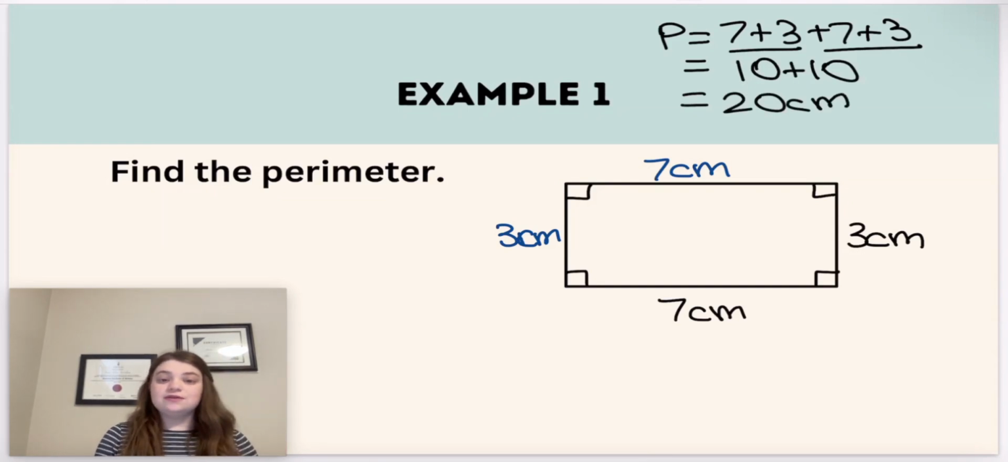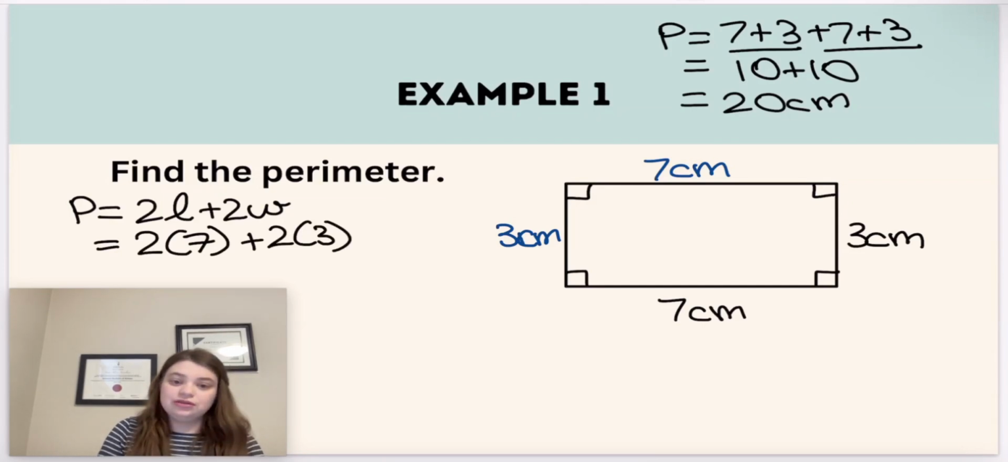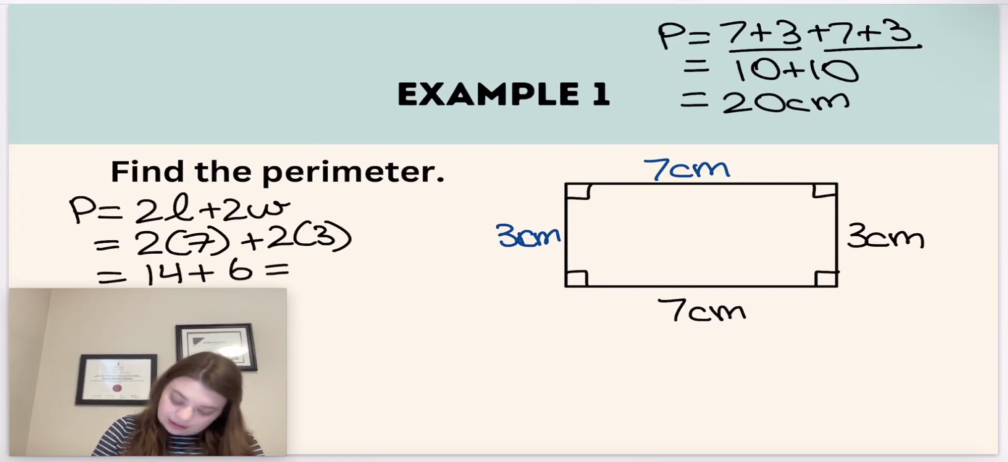Now, let's say we use the official equation, which is that the perimeter of a rectangle is 2 lengths plus 2 width. Well, in that case, we're going to have 2 times 7, since 7 is our length, plus 2 times 3, since 3 is our width. 2 times 7 is 14, plus 2 times 3 is 6, and 14 plus 6 is 20 once again.